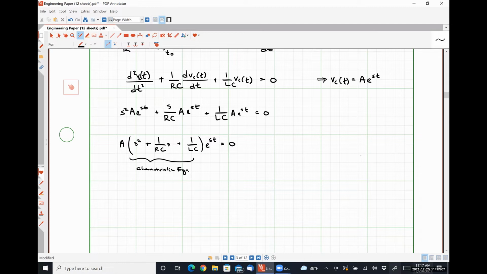Yeah, I'm multiplying it by S, so that I can see that I have a coefficient of 1 times S squared, a coefficient of 1 over RC times S, and a constant term of 1 over LC, because I'm about to use the quadratic equation. All right.